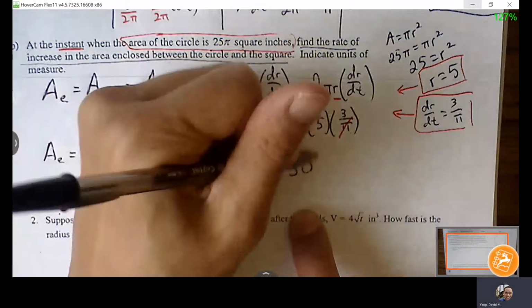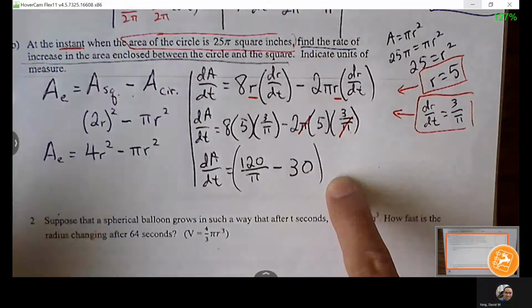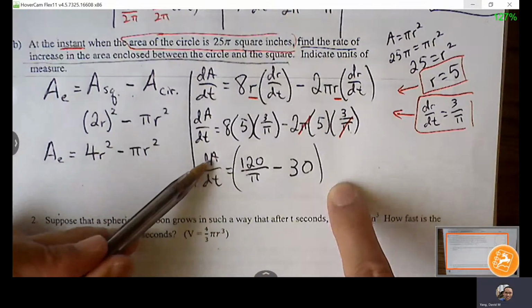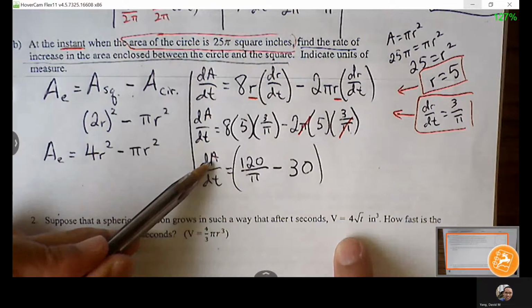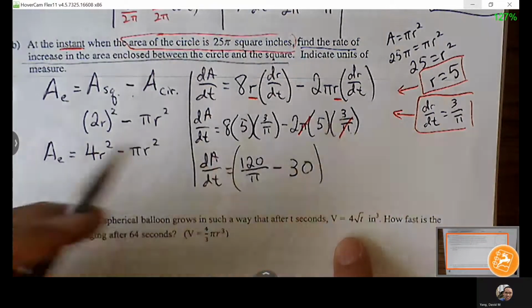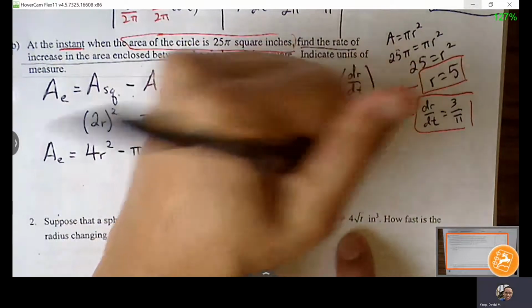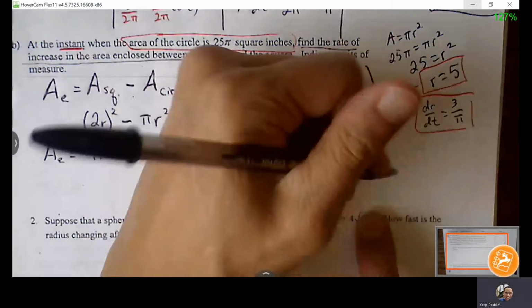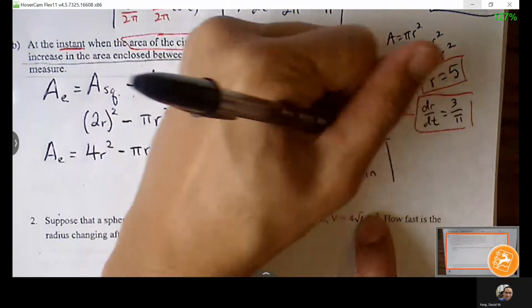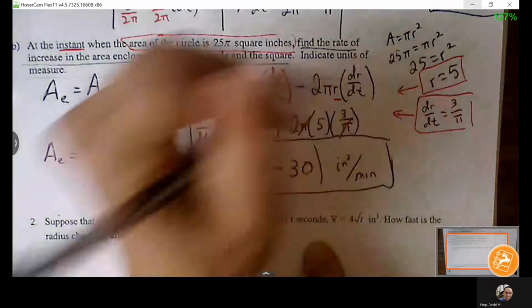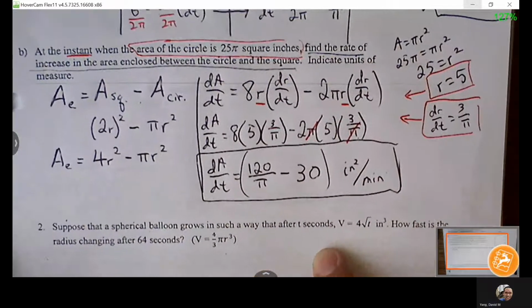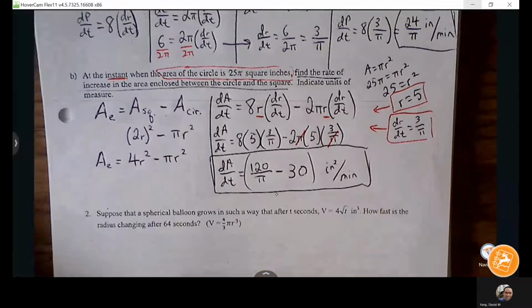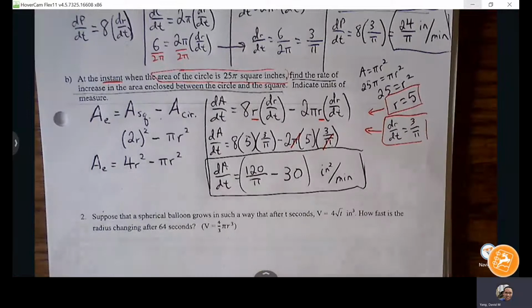Okay. What's our unit of measure? Area is what? Time component per minute. Okay. Any questions there?